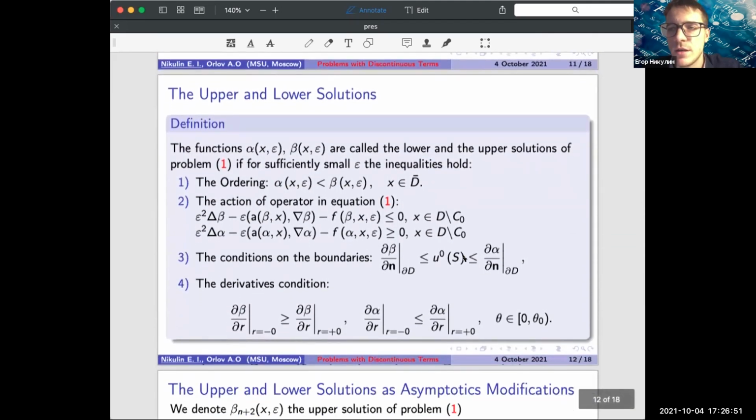Here is the well-known definition of upper and lower solutions. The functions alpha and beta are called the lower and the upper solutions of problem 1 if, for sufficiently small epsilon, the inequalities hold: the ordering in D closed, the action of the operator in equation 1, the condition on the boundaries, and the derivatives condition.